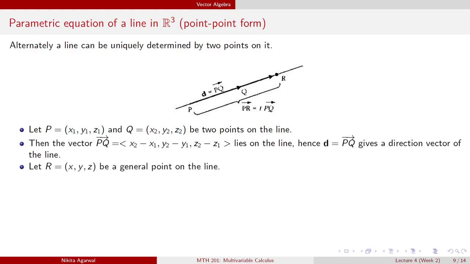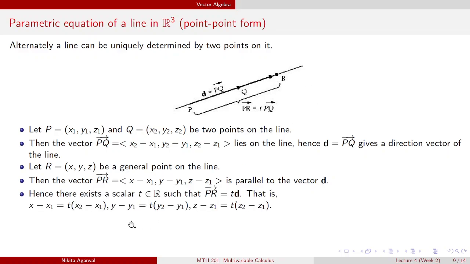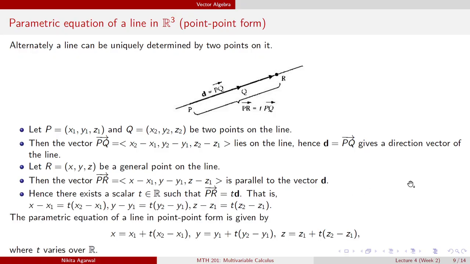You have D, right? So if you take a general point R on the line and you compute PR, PR is parallel to PQ, which is the direction. Therefore, there exists a scalar t such that PR is equal to t times d. Therefore, x minus x1 is t times the first coordinate of PR and so on. Therefore, the parametric equation of the line in point-point form is given by, now in this equation you bring x1 to the right, y1 to the right and z1 to the right, and this is what you get.